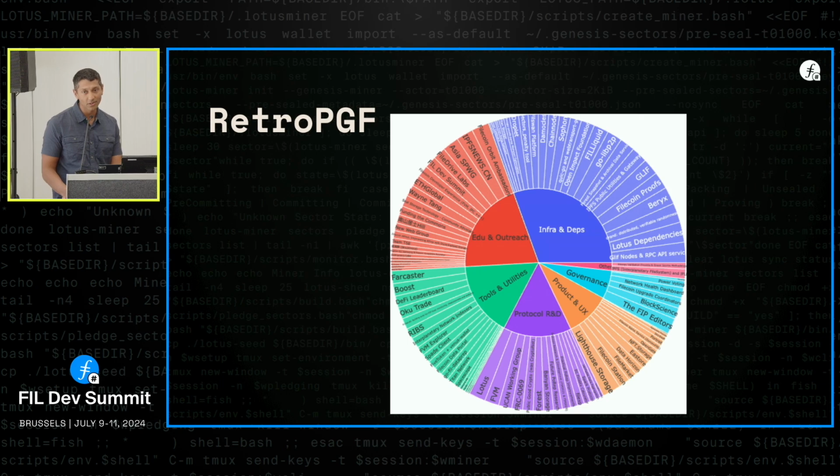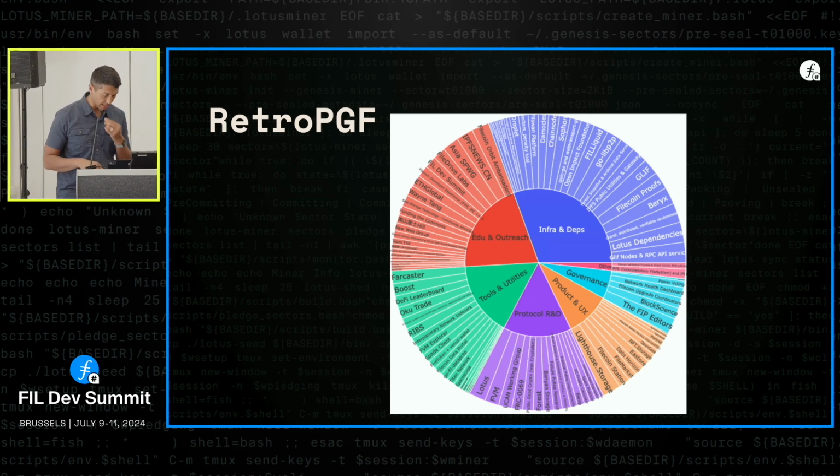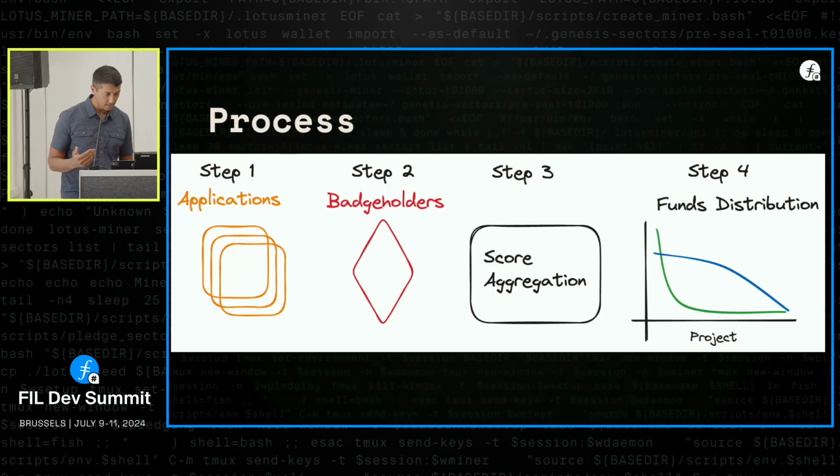It is a capital allocation problem. You have a bunch of projects and you would like to assign funds to those projects, a limited set of funds to them based on some criteria. How much impact did they have? Maybe close the impact gap, etc. So that's what RetroPGF is.